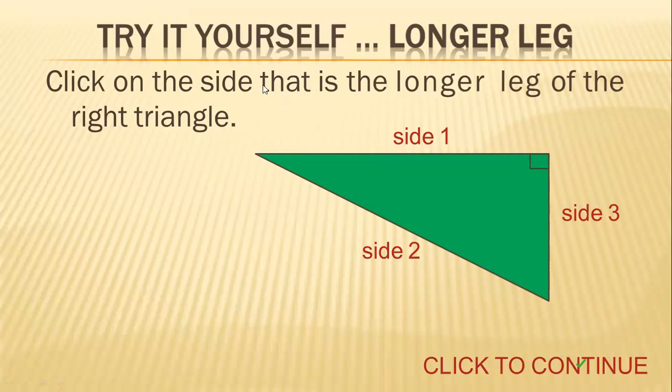Click on the side that is the longer leg of the right angle triangle. So longer, I think it would be side one, right? This one is the longer, because it's the longest. No, it's not the longest, but is a hypotenuse a leg too? Leg 2 is a hypotenuse because it's opposite to the 90-degree angle.